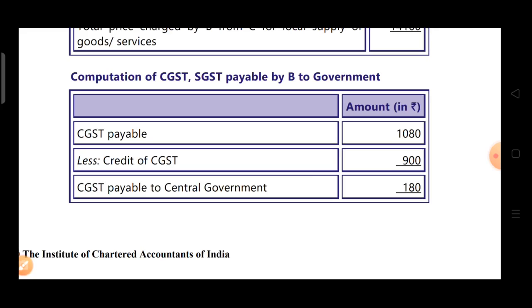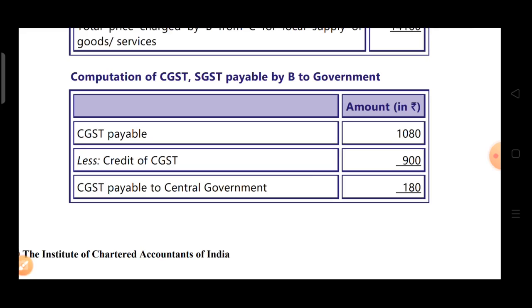So likewise CGST credit is there in the sum and SGST credit is there. So CGST credit will be utilized for payment of CGST, then IGST. CGST payable is 1080. So credit of CGST will be used, that is 900. So the net comes to 180.